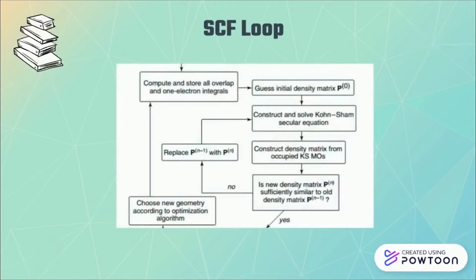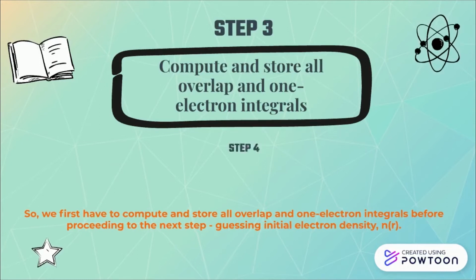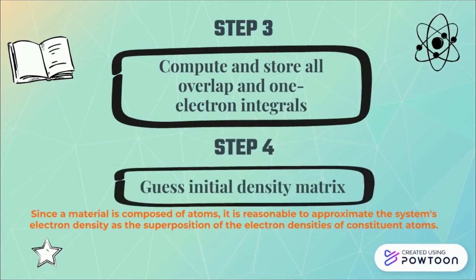Next, we will proceed to the SCF loop. So we first have to compute and store all overlap and one-electron integrals before proceeding to the next step, guessing the initial electron density, n(r). The next step is guessing the initial density matrix. Since a material is composed of atoms, it is reasonable to approximate the system's electron density as the superposition of the electron densities of the constituent atoms.